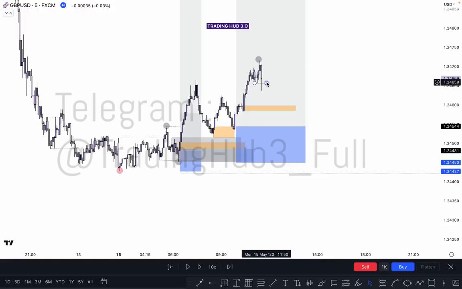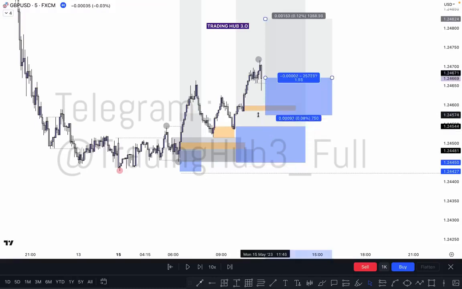I already shared it on Discord, if you know, right? So simply you can buy here, right? And put the stop loss just below it in this case, right? In this case, because it's just a liquidity sweep, if you are directly buying here, okay, this is an aggressive entry.